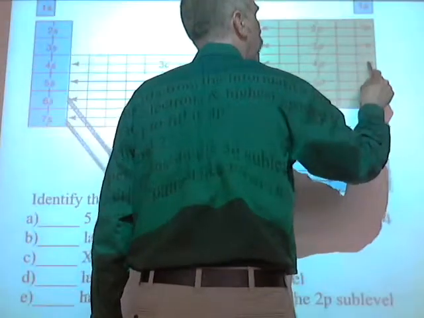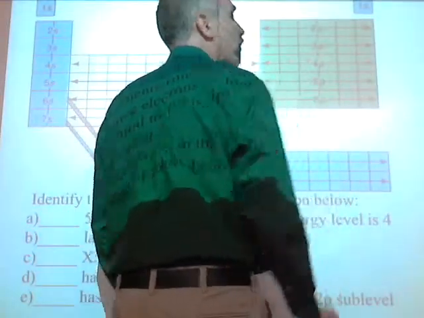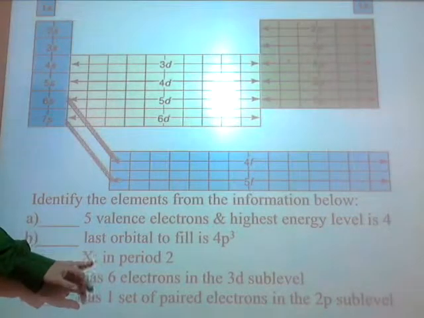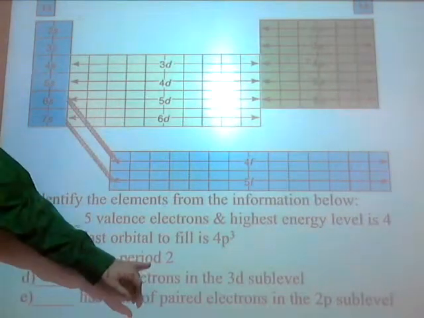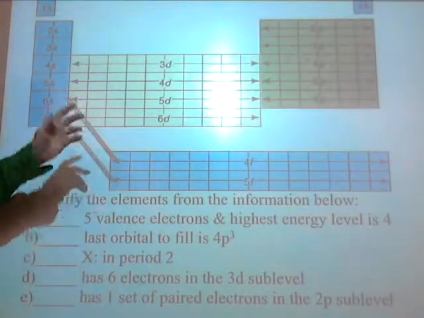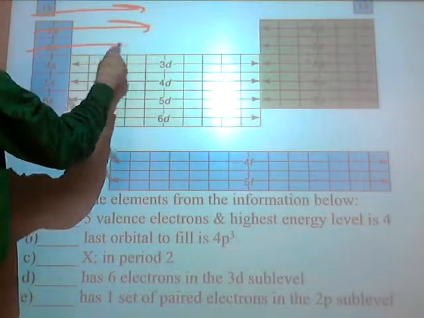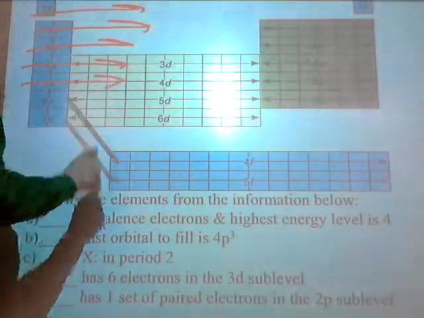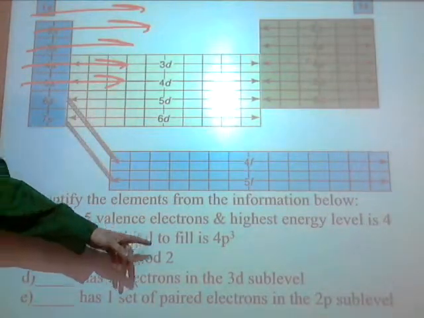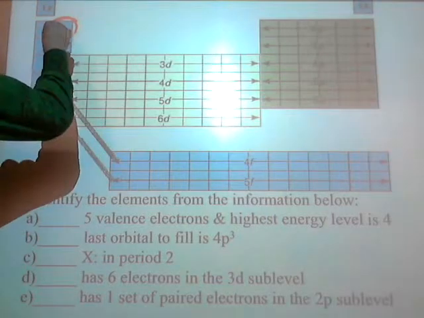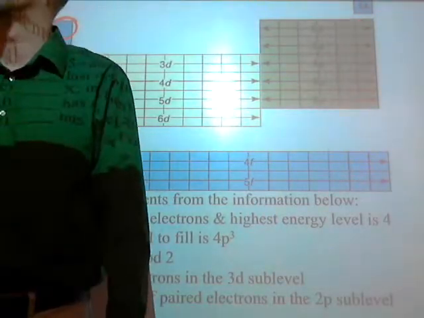Last orbital to fill is 4p3. 1, 2, 3, fourth row down. P, 1, 2, third one over. Guess who it is again? Arsenic. Same thing. Looks like this, and he's in period 2. What does a period mean? A period is a row. These are all periods. This is period 4. This is period 5. He's in period 2. He looks like that. So he's got 2 electrons in his outer shell. He must be that guy right there. And who is that? Beryllium.